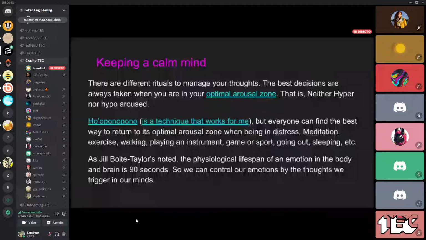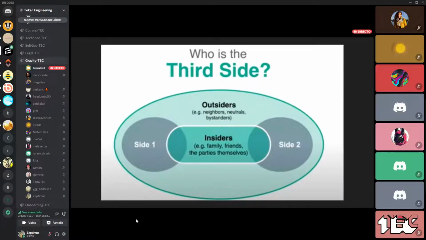And now we are going to go to the other base of our bridge. We have the balcony and we have the bridge, and now we have the third side. And who is the third side? The third side can be outsiders and insiders, but the third side that we want to be as gravitons, we want to be insiders that bring the sides together. These insiders are the ones that are trying to build a bridge.